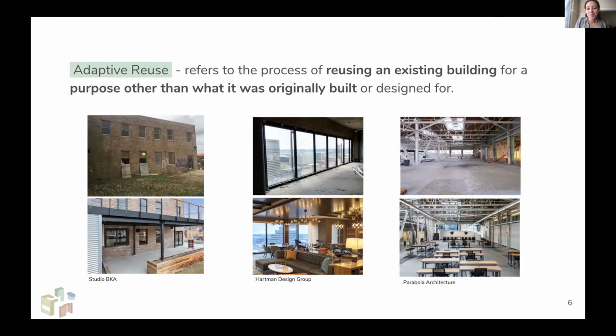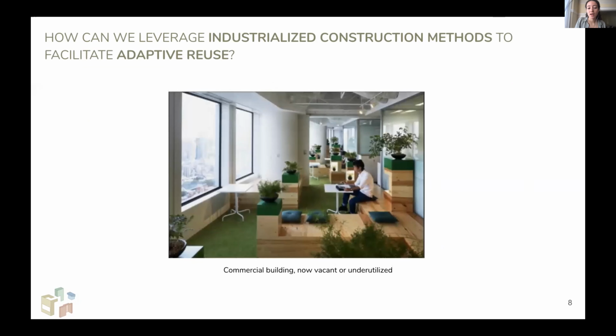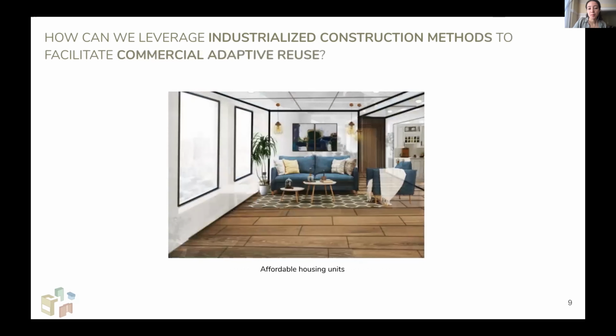Right now you might be wondering, how do the two concepts come together? Where do the benefits of industrialized construction fit in with the benefits of adaptive reuse? That was exactly the question that brought together our team at KitSwitch, asking ourselves, how can we leverage industrialized construction methods to facilitate adaptive reuse, providing a tool for things such as turning underutilized commercial buildings due to the pandemic into affordable housing.